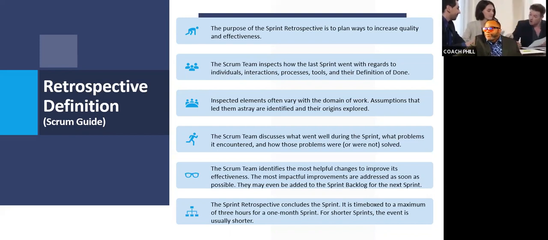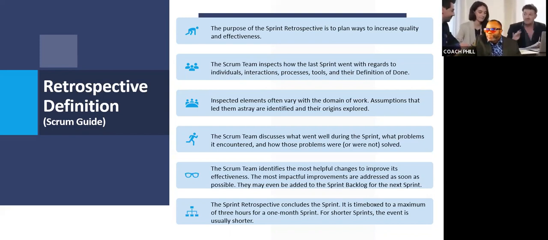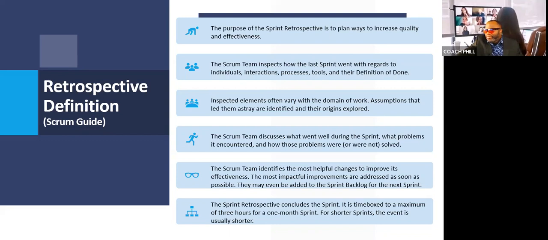The sprint retrospective concludes the sprint. It is time boxed to a maximum of 3 hours for a 1 month sprint. For shorter sprints, the event is usually shorter, and there's no hard and fast rule.